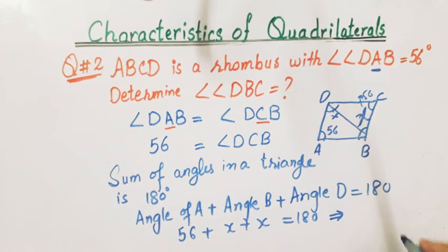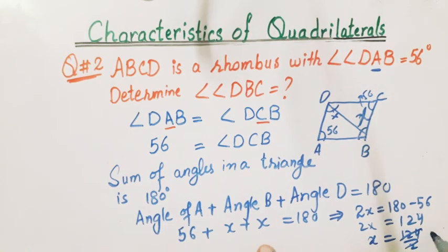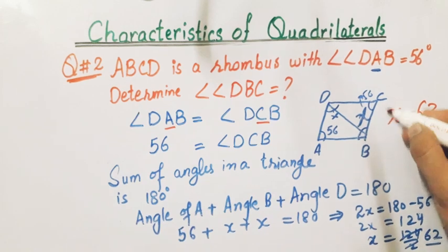So you get X plus X is 2X equals 180 minus 56, that is 124. 2 is multiplied by X, so it will be divided. So X equals 124 divided by 2 and you get 62. X is 62. So our answer is X is 62. This is the answer.